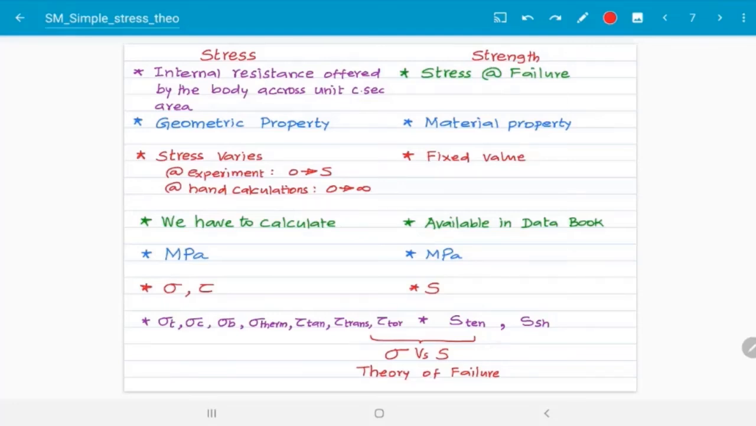So most of the work will be on the stress side and the theories of failure side. From the strength side, we have to study a very small amount of information. So the final outcome: 7 types of stresses, 2 types of strengths. Clear? Now another piece of information.